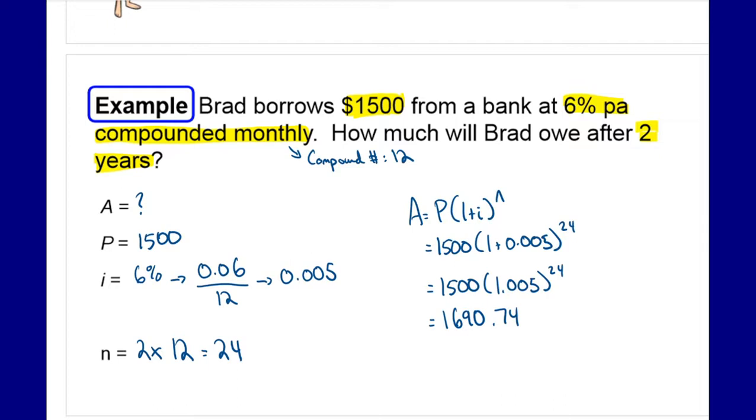So we then have an A value, or a future value, of $1,690.74. So this means that after 2 years, Brad is going to owe a total of $1,690.74 for his loan of $1,500. So that's kind of the downside. When you borrow money, you have to pay a bit extra back. Right? That's the cost you pay when you borrow.